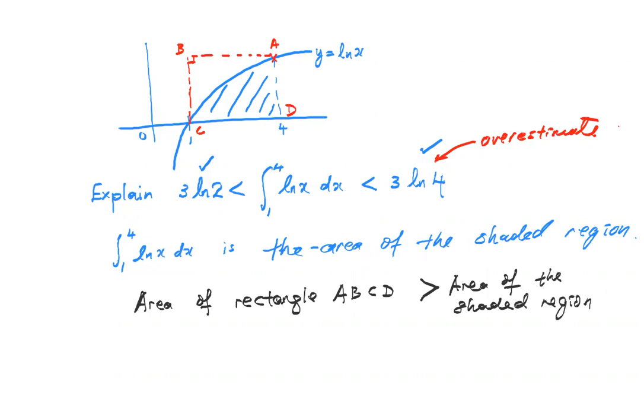Agree? Obviously, correct? The diagram speaks. So therefore, how to find the area of the rectangle? The width is 3 and the height is ln 4. Done. I explained the first part. See or not?